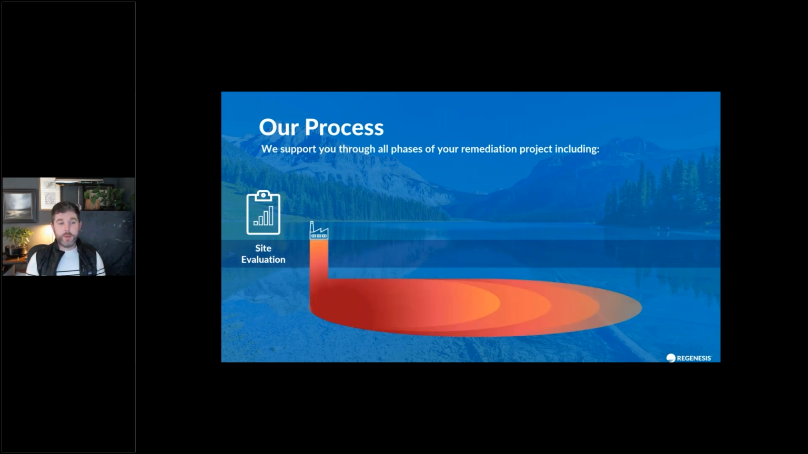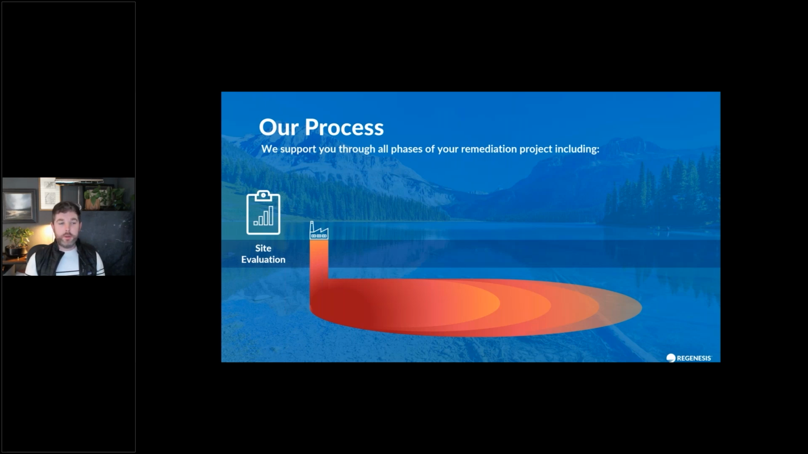So site evaluation. Typically what happens is a consultant or a remediation contractor or an entrepreneur or a liability holder would reach out to us and say, we have a problem with this site.